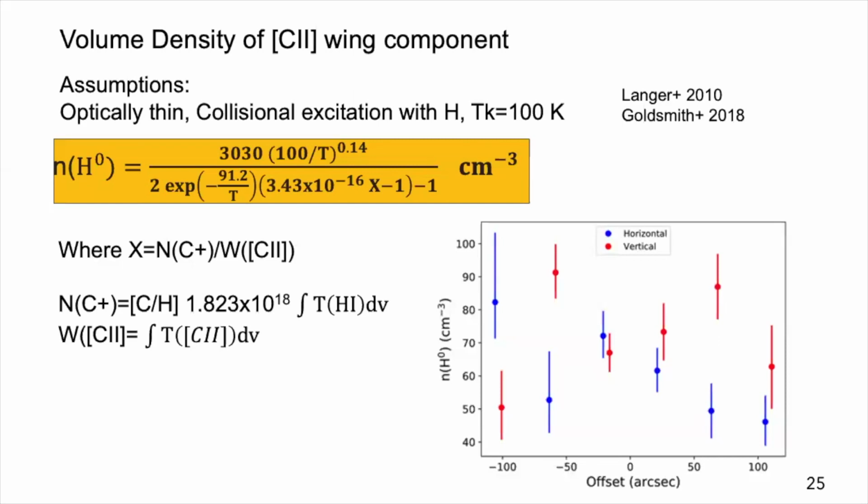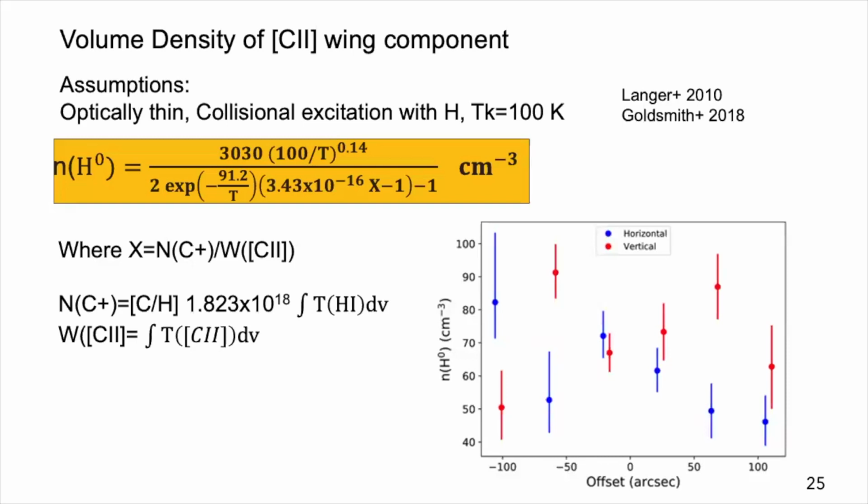You can derive an expression for the volume density under the assumption that everything is optically thin. Okay? Collisional excitation of the C+ is only with hydrogen, and here I've set the kinetic temperature to 100 Kelvin. But you see that there's an X in the denominator. That X is simply the ratio of the column density of C+ divided by the integrated intensity of the C+ emission.